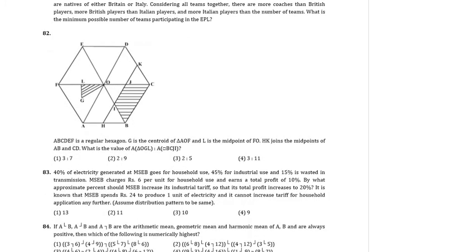For instance, when I look at 82, I need to find the area of triangle, basically the ratio of area of these 2 shaded parts. So here you need to remember that a hexagon is nothing but a collection of 6 equilateral triangles, and area of a triangle is half into base into height. So everywhere if you start applying that property, you will be able to solve this question much faster.